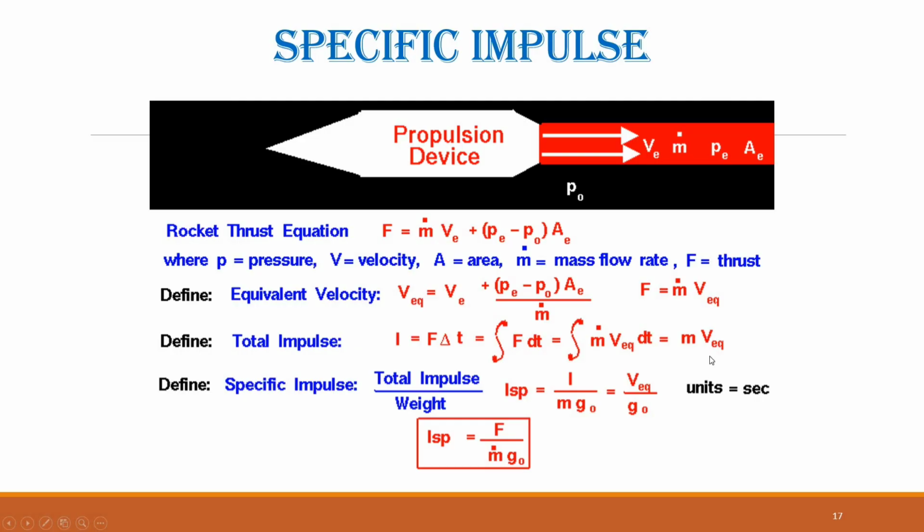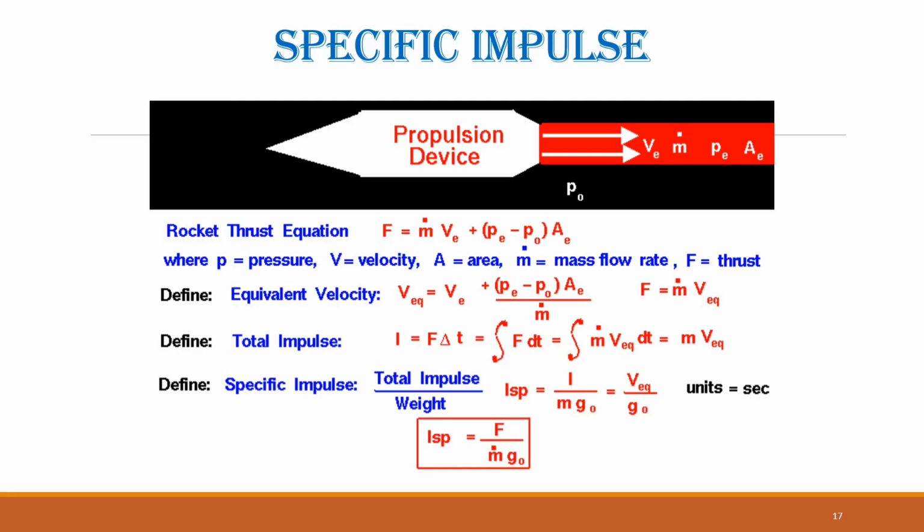The specific impulse, ISP, is defined as the total impulse per unit weight of propellant. The word specific means per unit weight. It can be written as: specific impulse equals equivalent velocity divided by standard acceleration due to gravity, where g0 is the standard acceleration due to gravity, 9.8 meters per second squared in metric units or 32.2 feet per second squared in English units.